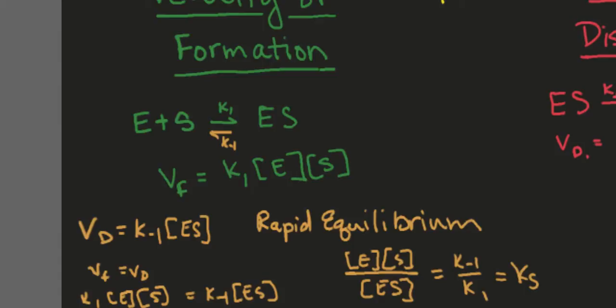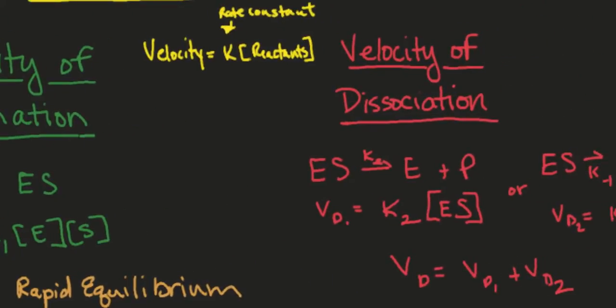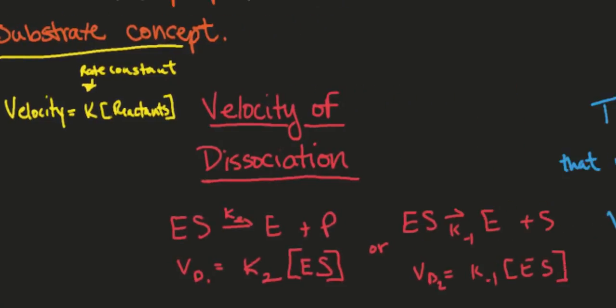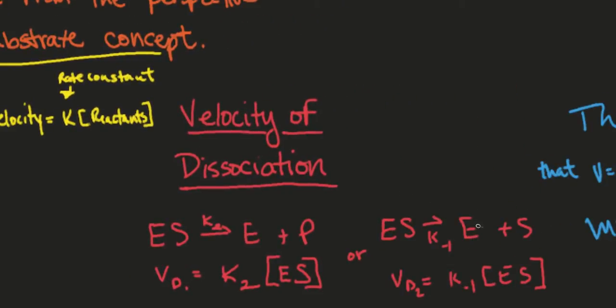All right, so if we're looking at the dissociation, there's the dissociation going from enzyme substrate back to the reactants. That's this right here, and you use the corresponding rate constant times the reactants, in this case the enzyme substrate complex. Here we have the velocity of dissociation into the enzyme and product. That's what this is here, and that's the corresponding velocity.